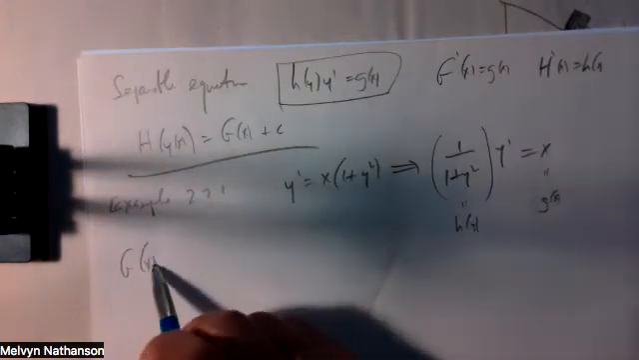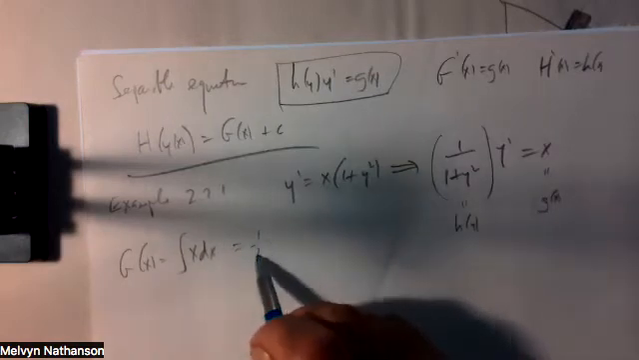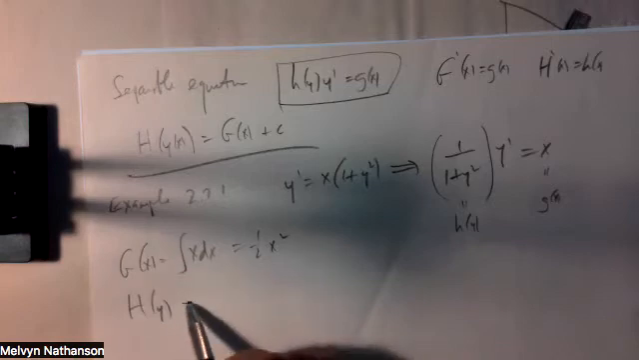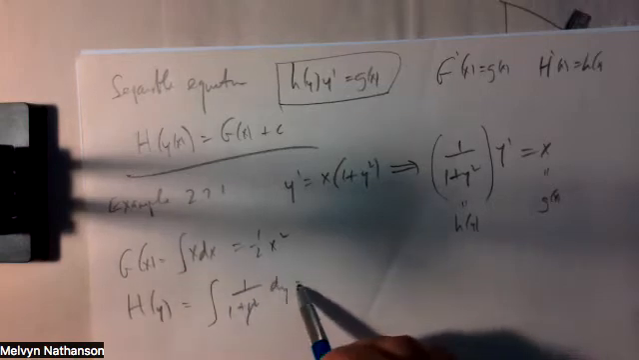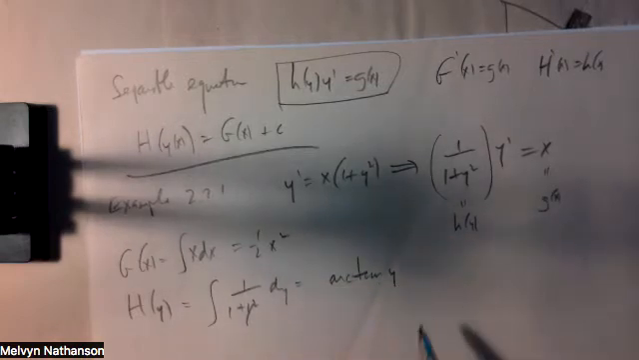So capital G of x is just the integral of x dx, which is a half x squared. And capital H of y is the integral of 1 over 1 plus y squared dy, which is the arctangent of y.